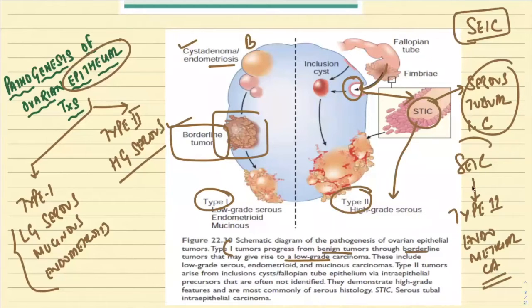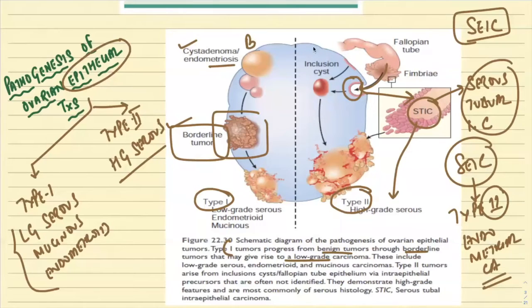So remember, SEIC is a precursor lesion of type 2 endometrial carcinoma. STIC is a precursor lesion of type 2 ovarian high grade serous carcinoma. Both of them are the same histological type. They are serous tumors. Okay, histologically, both of them are the same.